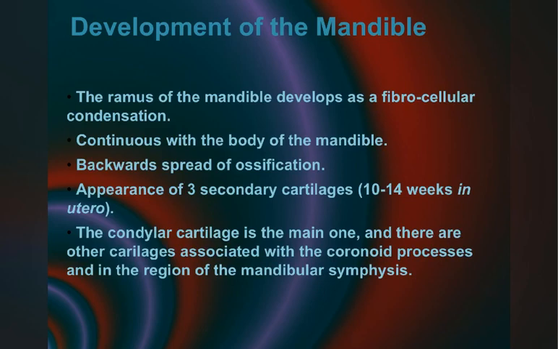So the body of the mandible, angle of the mandible, ramus of the mandible, and alveolar bone are all formed by intramembranous ossification, meaning from fibrocellular tissue, or you can say from ectomesenchyme to bone, without going through a cartilage stage.